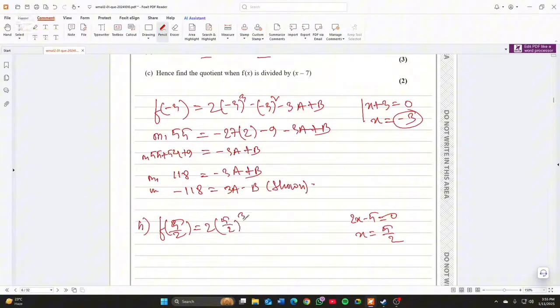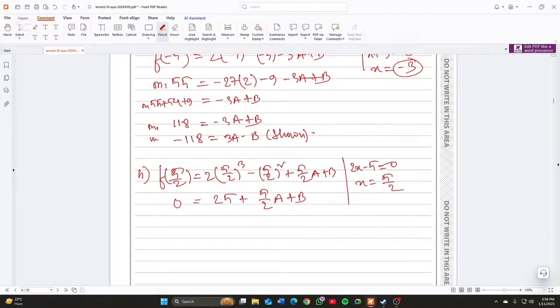(5 over 2) cubed minus (5 over 2) squared plus 5 over 2 a plus b, right? And this gives us 25 plus 5 by 2 a plus b, and since this is a factor, the remainder is 0. So we have two equations now, like this is equation 2, and we can consider this as equation 1. Now solving these two equations, you can solve this as two simultaneous equations.